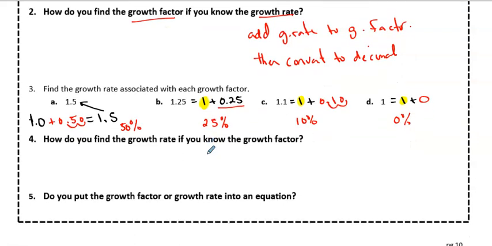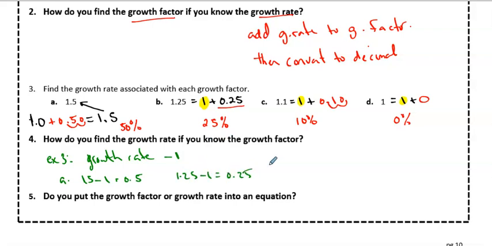How do you find the growth rate if you know the growth factor? So how do you find the growth rate given growth factors, like example number 3? That's what we did. We broke it down. We could take the growth factor and subtract 1 from it. So for part A, 1.5 minus 1 is equal to 0.5. For B, 1.25 minus 1 is equal to 0.25. For part C, 1.1 minus 1 is equal to 0.1. And for D, 1 minus 1 is equal to 0.